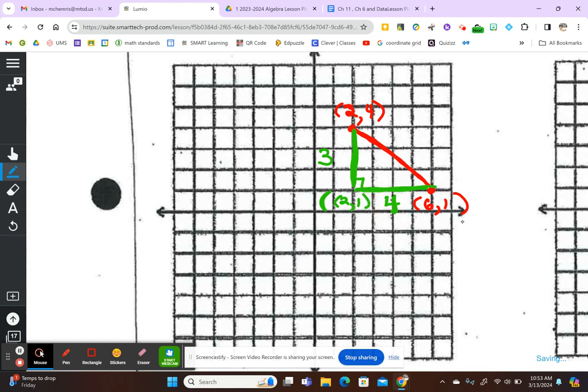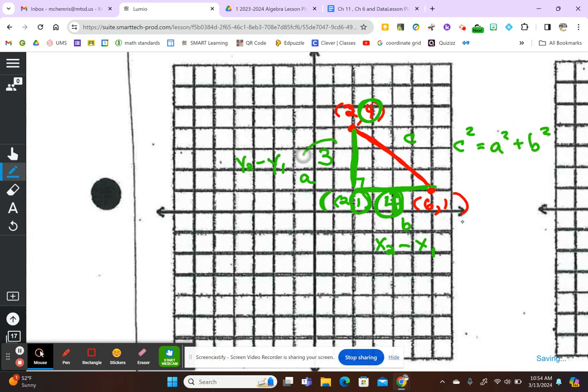So how did I get a distance of 3? Well, if you look, I did the difference in the y values, right? So 3 is the difference in the y values, y2 minus y1. 4 is the difference in my x values, x sub 2 minus x sub 1, right? Now, I want to figure out what the red line is. Well, I have a right triangle, so I actually know that this is A, this is B, and this is C. So to get the length of C, I could say C squared equals A squared plus B squared, right?